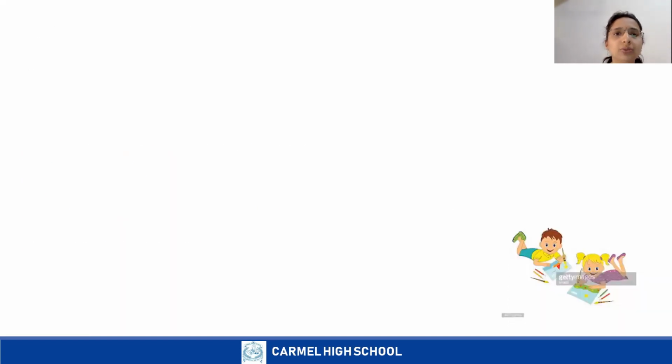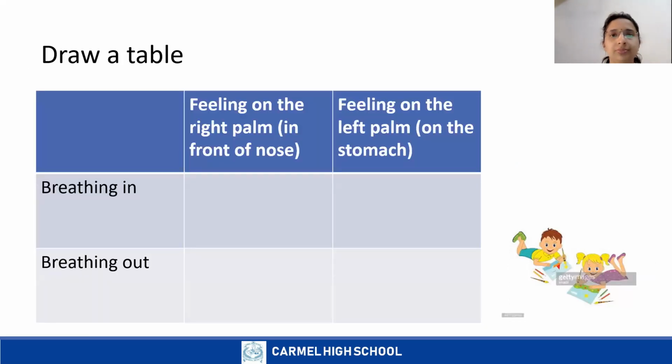Okay. Now, you have to draw this table roughly. Make 3 columns and 3 rows. Write down feeling on the right palm, in the bracket in front of nose. And then feeling on the left palm, in the bracket on the stomach. And here we have breathing in and breathing out. Roughly you copy.